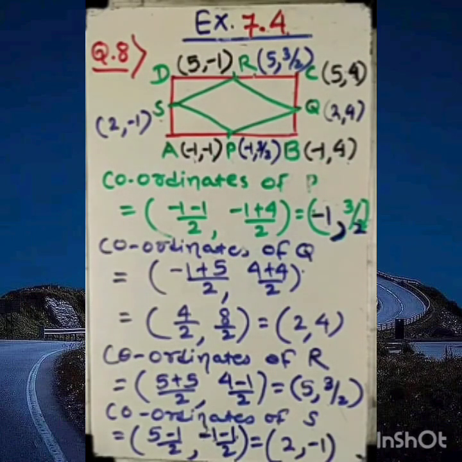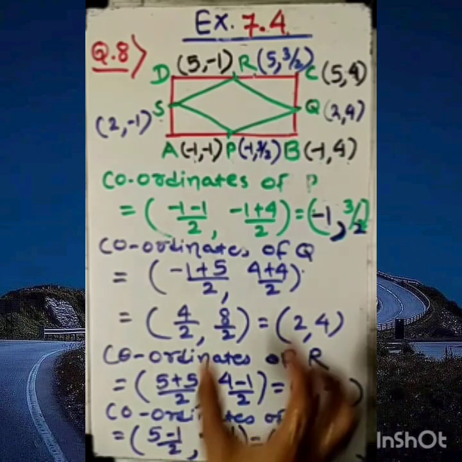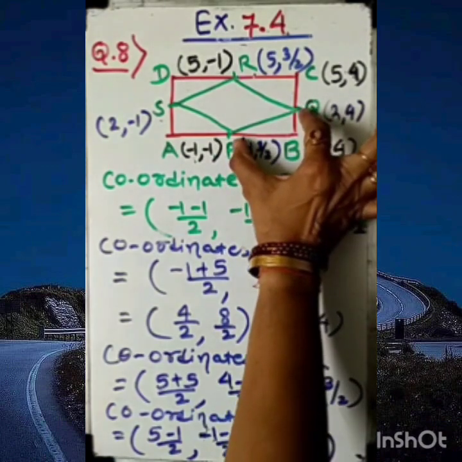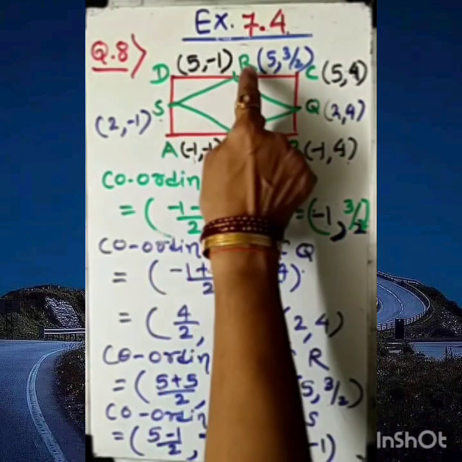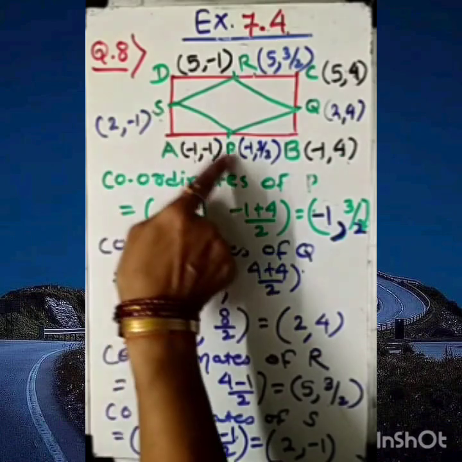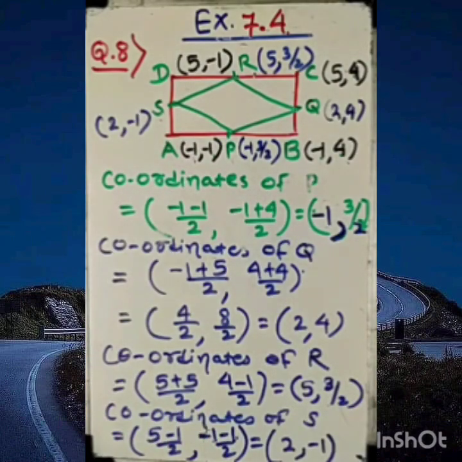Now we need to apply the distance formula one by one to find the distance from P to Q, Q to R, S to R, and P to S. By finding the distance of all four sides, we can say which type of quadrilateral it is. So let's work on that now.